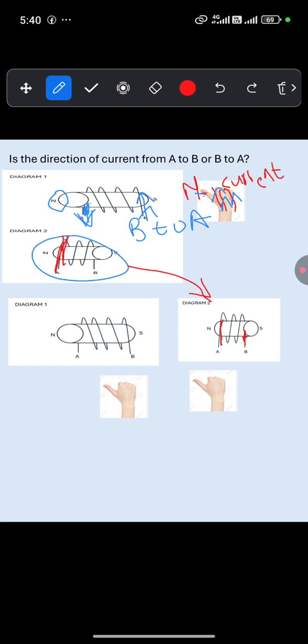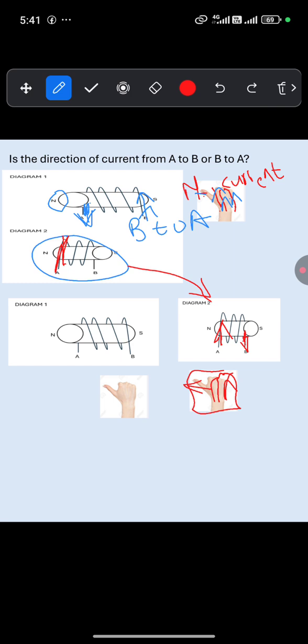Now what you do, you take your right hand. It must be closer to the front wire. Now with your thumb, you point in the direction of the north. So the north is this side with your thumb. Then you curl your fingers. As I curl my fingers, in front I'm going up, whereas at the back we are going down.